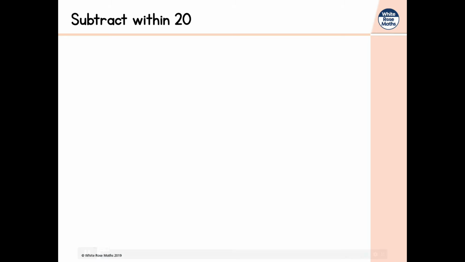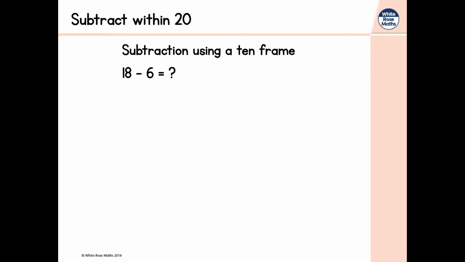Today we're going to talk about subtract within 20. We're also going to talk about subtraction using a 10 frame and how we can show subtraction on a 10 frame. So let's take a look at our first question. 18 subtract 6 equals something.